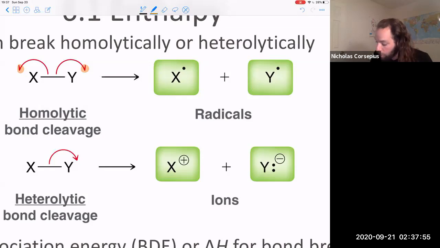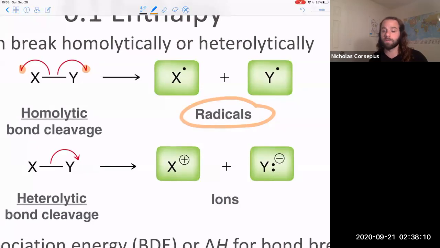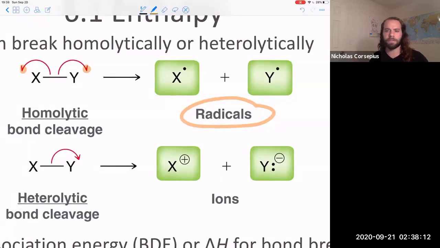These will form what are called radicals, okay? So these are unpaired electrons, right? If this bond is going to break homolytically, one electron is going to go onto this one atom, one onto the other. That means there's going to be an unpaired electron. Radicals are something we'll spend some time on, I think in chapter 10, talking specifically about radical reactions. Most reactions don't occur through radicals. They occur through bonds that are breaking or being formed through what is called heterolytic cleavage.